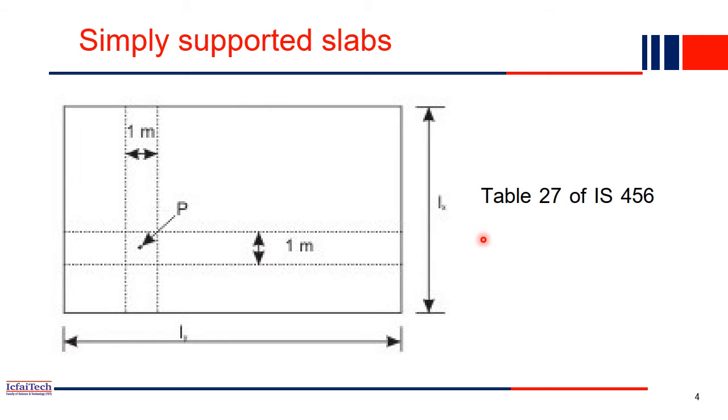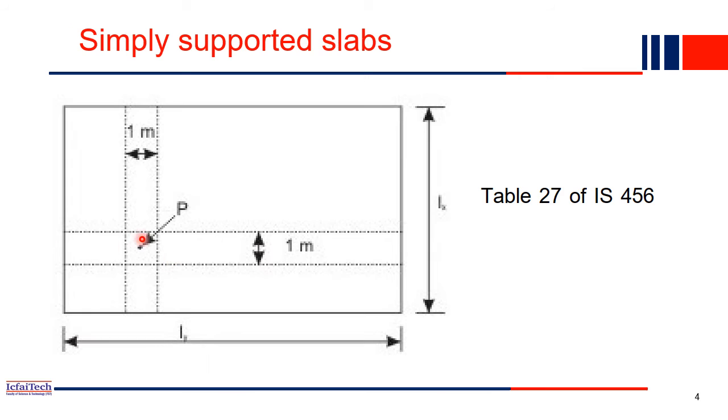What is the moment coefficient alpha x value? Now you can ask, how are these alpha x values computed? In the table you will get the ready-made values, but you have to understand the basic concept also, how these values are computed. Basically, we have considered two strips: one strip along the x-axis and one strip along the y-axis. Each strip has 1 meter width, and we consider it as a 1 meter beam.